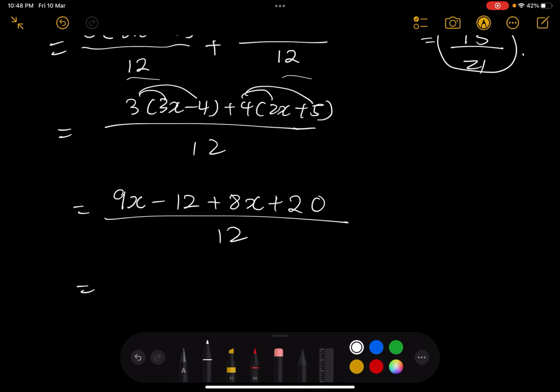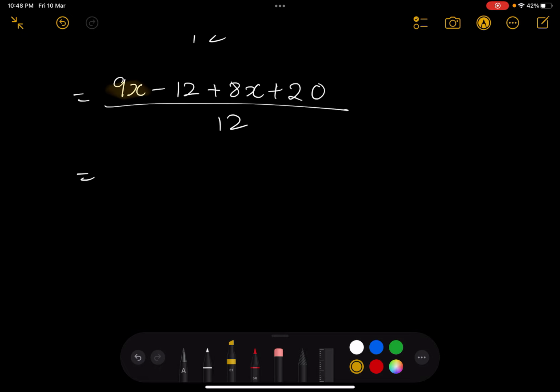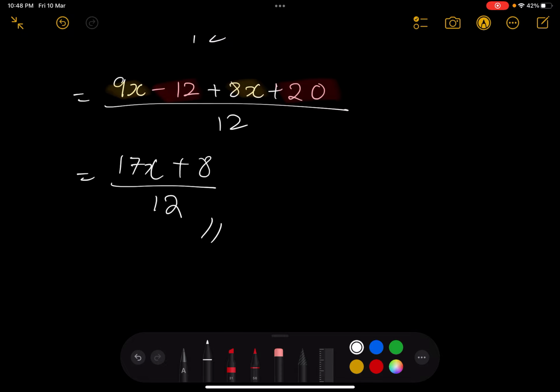Now I want to simplify. Like terms together, 9x and 8x become... sorry, what am I talking about? 9 plus 8, 17x. Okay, now minus 12 and 20, minus 8 over 12. This is your answer.